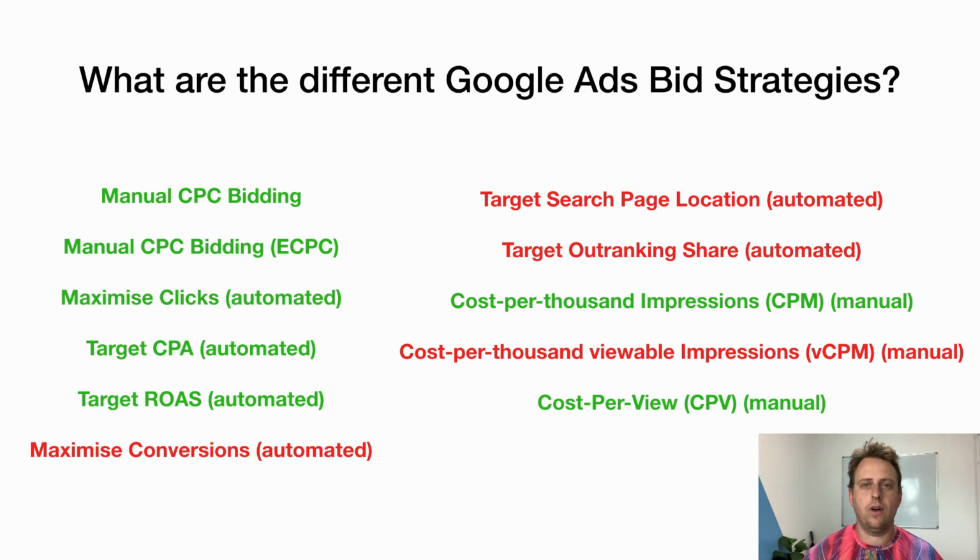You will have a goal. You will have a profitability goal that you want to meet. And it's very hard to reach those with target search page location, target outranking share, and maximize conversions bidding strategies. So I recommend that people steer away from those and just focus on experimenting with and using the ones that we've got here in green that are relevant to the types of ads that you want to run.